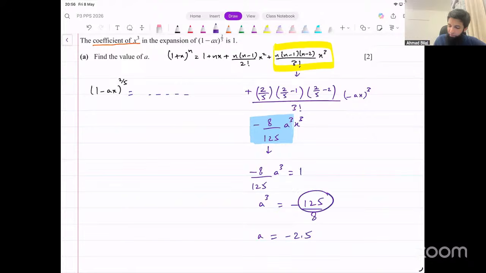Right? Cube root of 125 is 5. Cube root of 8 is 2. That's 5 over 2, which is 2.5, and that's our final answer. Okay, that's what we were looking for. A is negative 5 over 2 or negative 2.5. That's the first part.